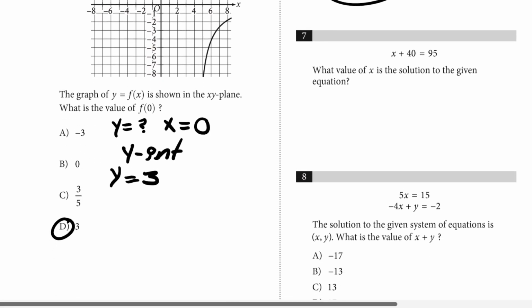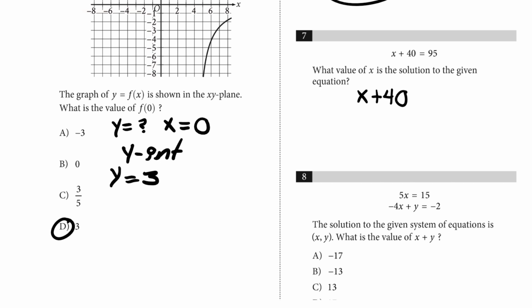Number 7. What value of x is the solution to the given equation? All we have to do to get x by itself is subtract 40 on each side. So minus 40, and we get x equals 55.